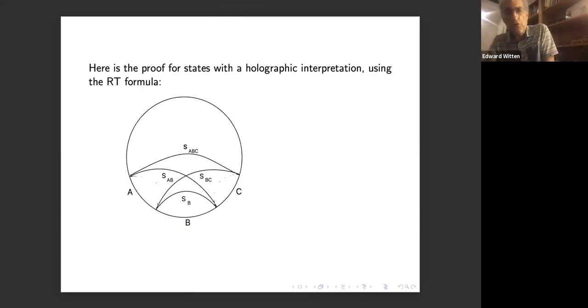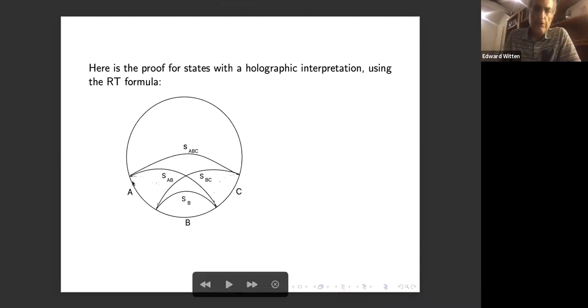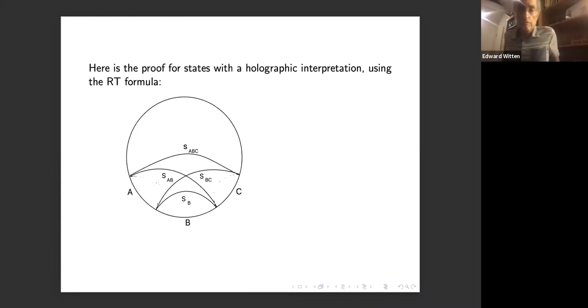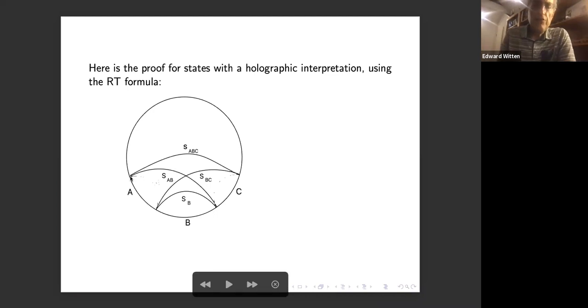Here's the proof for states with a holographic interpretation using the RT formula. So here are three regions, A, B, and C. I've assumed that they're end-to-end, so A and B share an endpoint and B and C share an endpoint. We don't have to assume that, but it's an interesting case for the formula. Then ABC is a region with these two endpoints, and its entropy, according to Ryu and Takayanagi, comes from this geodesic that I've labeled S_ABC. The entropy of B is associated to this geodesic, and the entropy of AB comes from this one, and BC comes from this one.